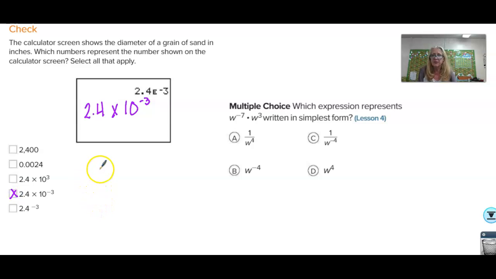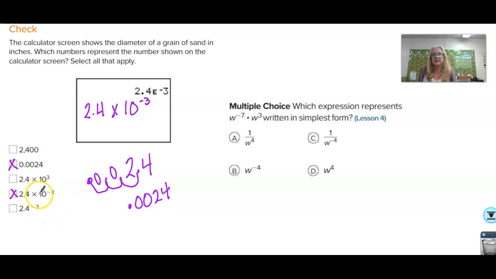But what about those other ones? We need to take this out of scientific notation and see if there's another correct answer. So we would have 2.4. The negative 3 says move the decimal 3 places to the left. 1, 2, 3. We fill in with zeros and we get 0.0024. Do you see that over here? I do, right there. All right.